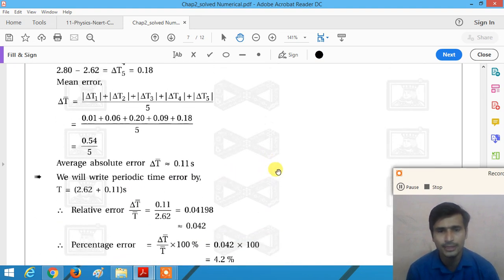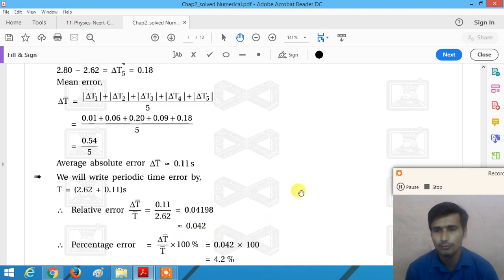What do you mean by the relative error? The ratio of the average absolute error to the true value is called the relative error. So relative error is delta T bar divided by T bar. Delta T bar we get as 0.11 second, and the true value is 2.62. We get the answer 0.04198. It is approximately equal to 0.042. If you round this off, we get the answer 0.042, right?